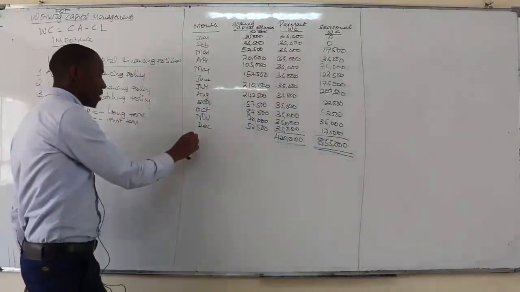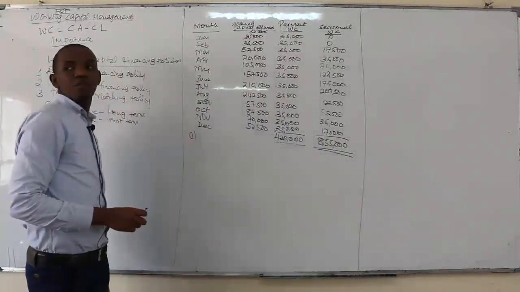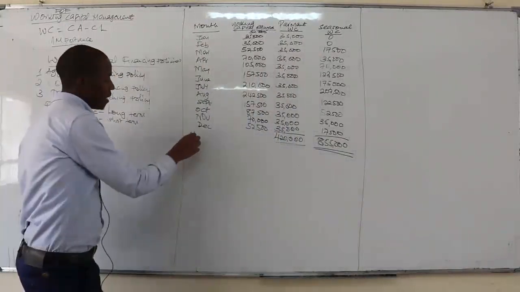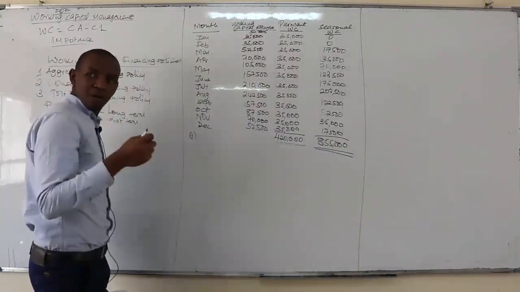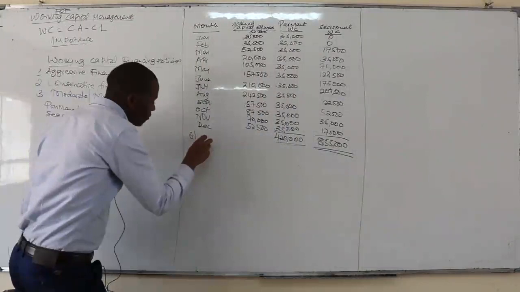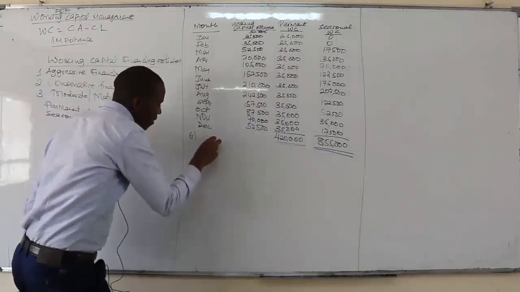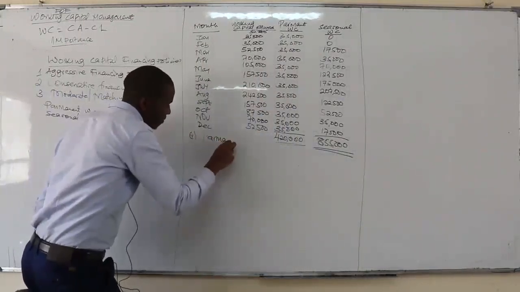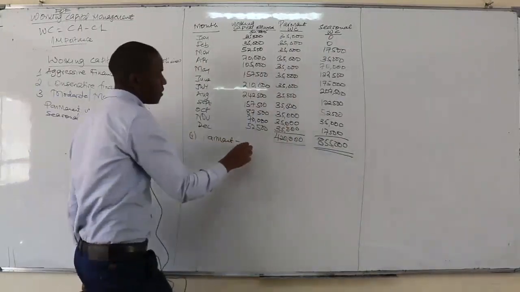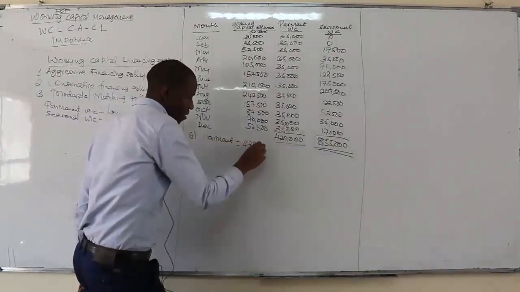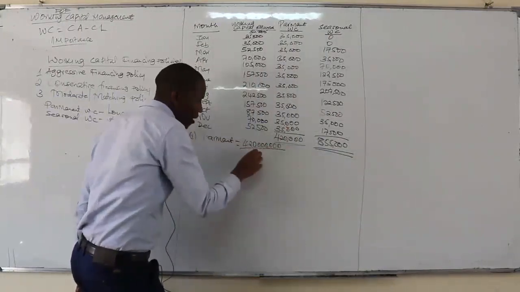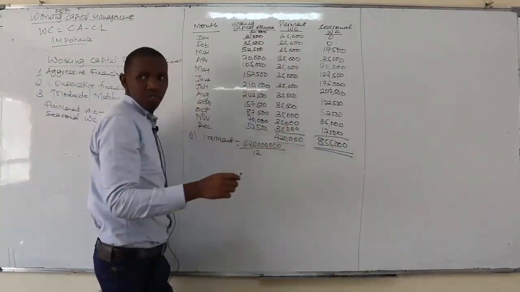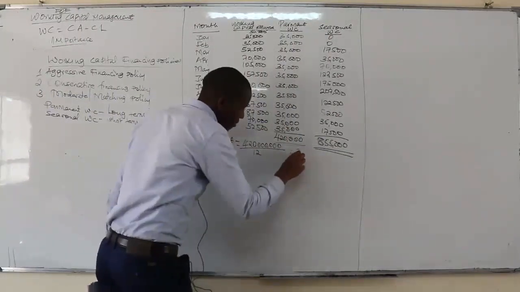So in our Roman number 1, we were required to look for the what? That is A. You are required to look for the average seasonal and permanent working capital. So for the permanent, the average will just be 420 million. Remember, shillings were in thousand. You divide by how much? 12 months. Which in that case remains 35 million.